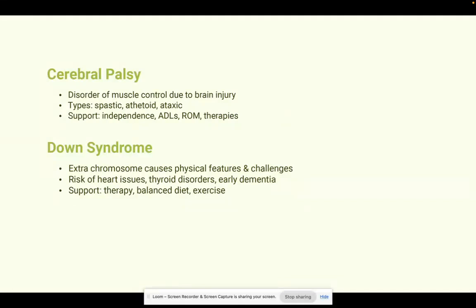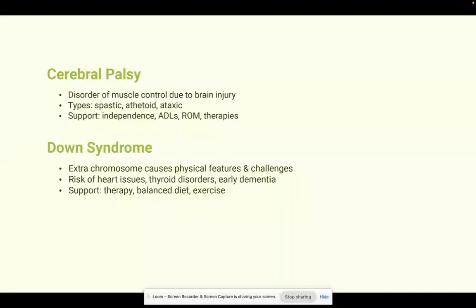Next, we have cerebral palsy. This is a disorder of muscle control due to brain injury. We have three types of this: spastic, athetoid, and ataxic. I don't want to explain that further because you don't really need to know those things. But the most important thing for cerebral palsy is that you need to support them and encourage independence for them. You will also support them in activities of daily living and range of motion exercises, and if they have therapy scheduled, you need to be there to assist them, right?